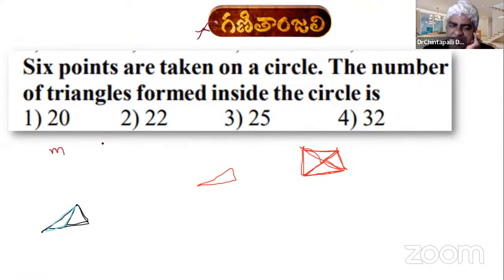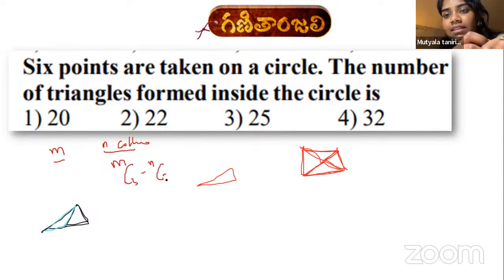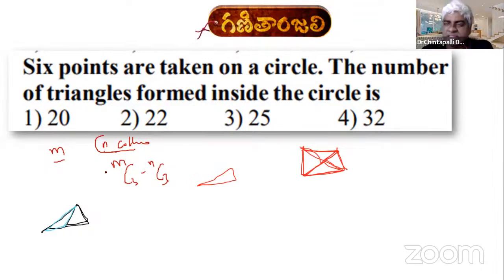The final conclusion is: M points are there, N are collinear. The number of triangles formed out of these M points in which N are collinear is MC3 minus NC3. The triangles formed out of these N points should be subtracted. Got the point? Yes.